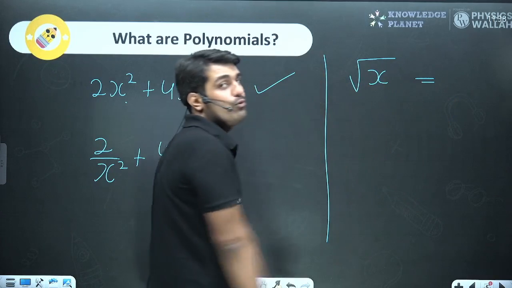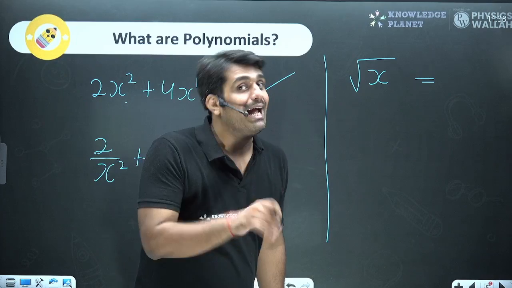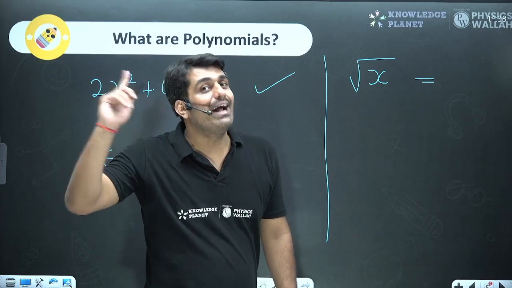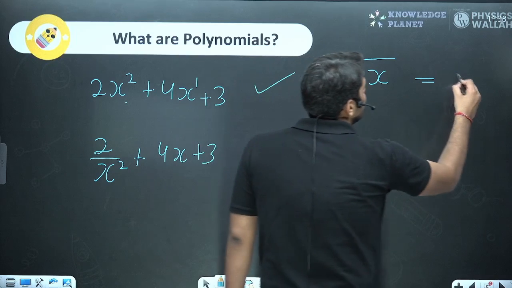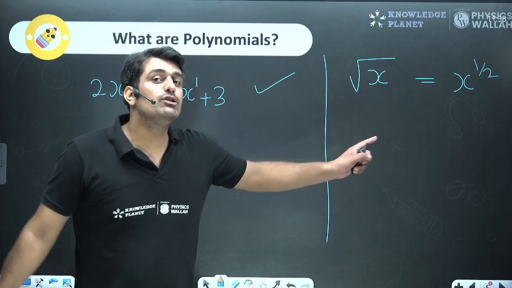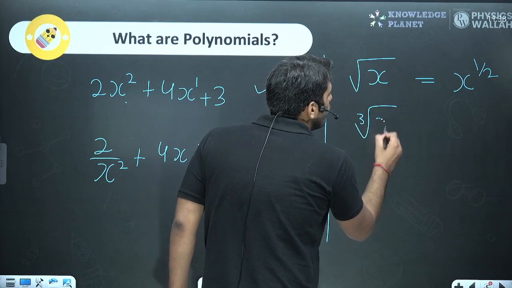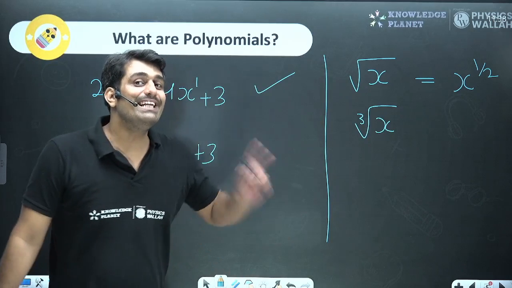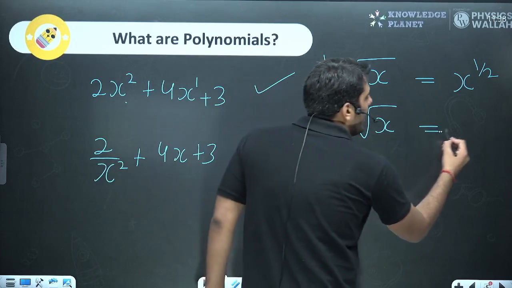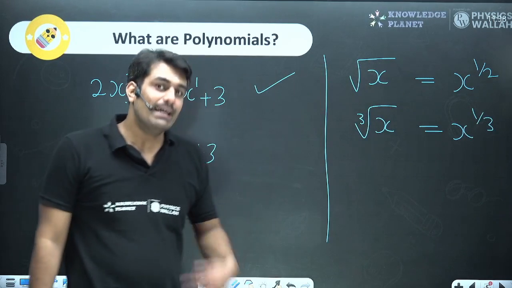This is a square root. So square root is just the opposite of square, the exact reverse operation of square. So square is x square, right? So over here, I'll write it as x raised to the power 1 by 2. If I write cube root, I hope you know cube root. So basically cube is what? x cube. So I'll write in terms of power as x raised to the power 1 by 3. Next concept.